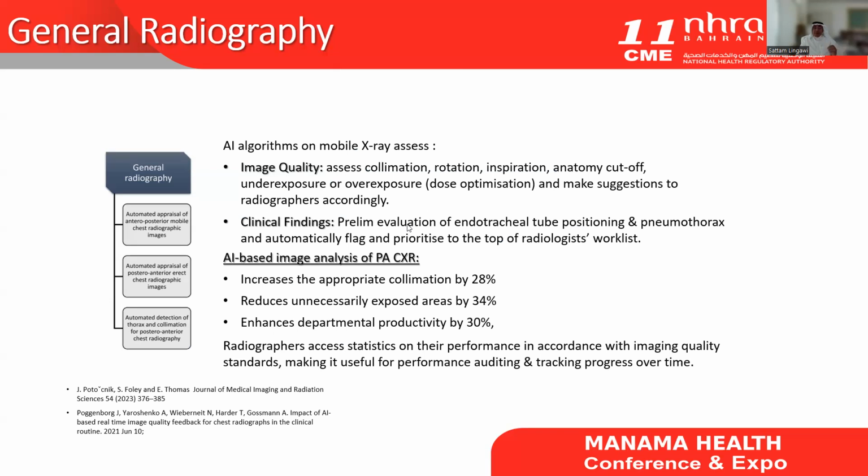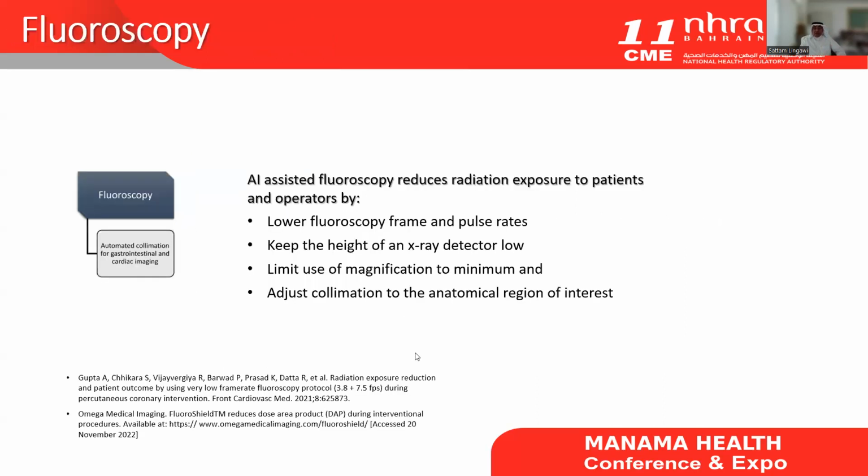Similarly, highlighting important findings in emergency situations, such as the positions of tubes and lines and the presence of subtle pneumothorax or pleural effusion, is important. These things have resulted in improved image collimation, decreased patient exposure, and enhanced departmental performance. It also leads to better feedback to the technologist, who can monitor his or her performance and audit the quality of the images that he or she is producing with the aid of the artificial intelligence software.